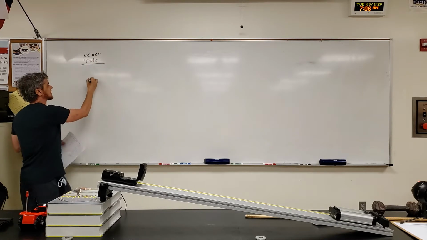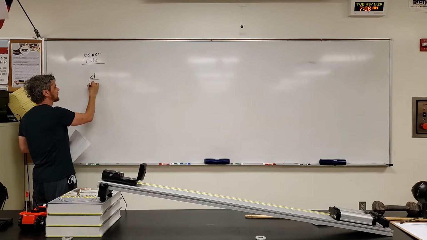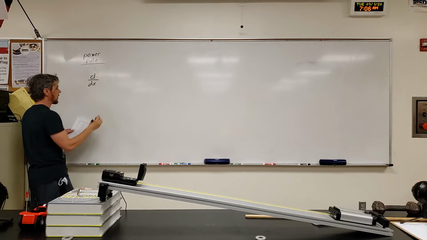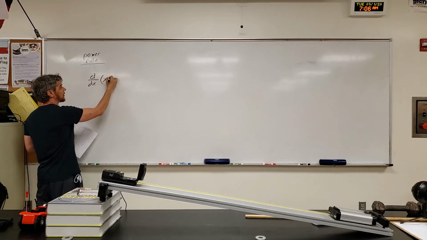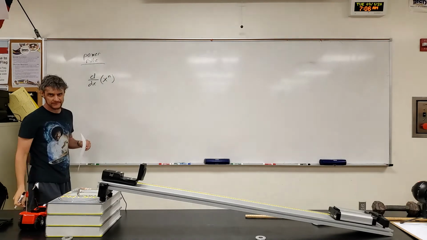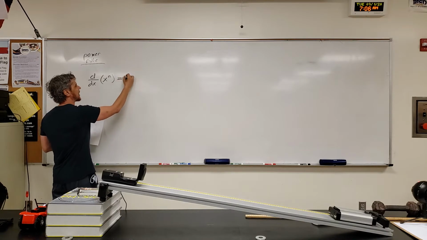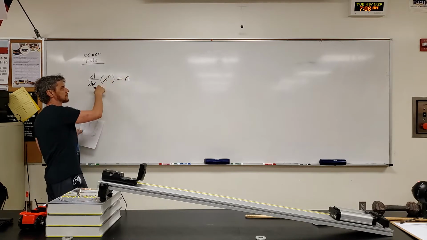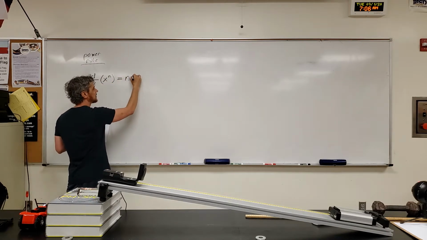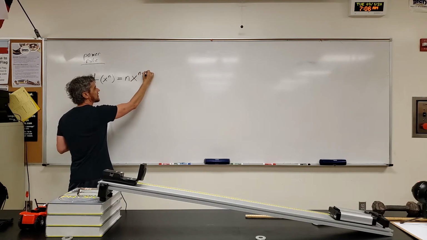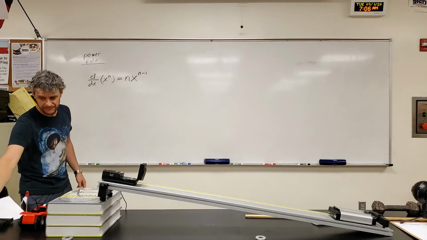The power rule says that the derivative with respect to x of a general function x to the n power, where n can be any exponent, will be equal to n, that power comes out to the front, times x raised to the n minus 1 power.